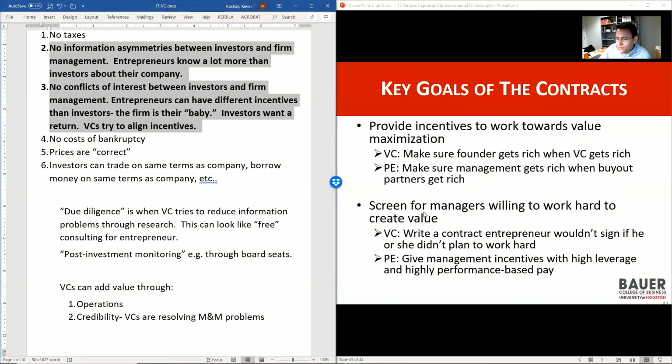Likewise, the VC can write the contract to screen. Okay, what screening means is that the bad founders, quote unquote bad founders, the founders who don't care about making a lot of money, you don't want them to sign the contract. You want to write a contract so that those bad founders aren't willing to sign it. The information problem means you don't know who's a good founder and who's a bad founder. But if you write the contract in such a way that only the good founders are willing to sign it, they're the ones that have revealed that they're willing to work hard by signing the contract, and that can address some of the information problems. Okay, that's called screening.